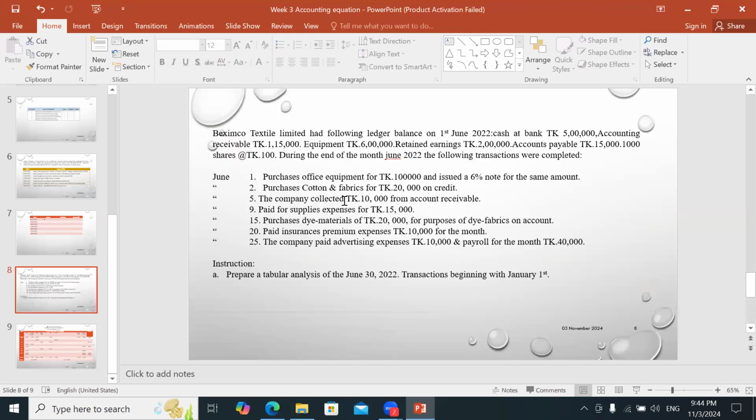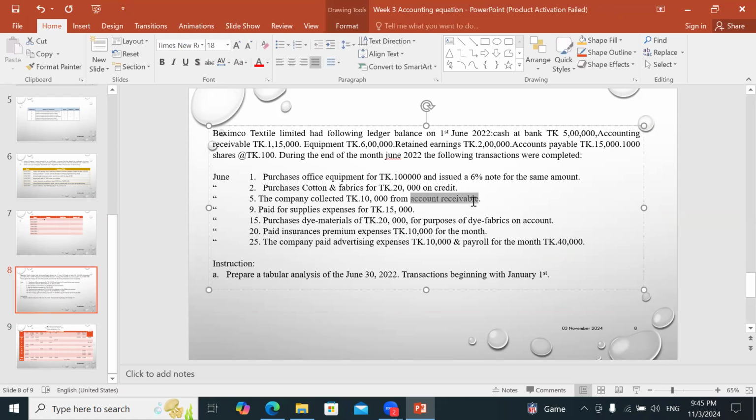Transaction 5: the company collected 10,000 from the account receivable. Does cash increase or decrease? Increase. Account receivable is an asset. Does the asset increase or decrease in this situation? Decrease, sir, because the company is collecting cash from account receivable.